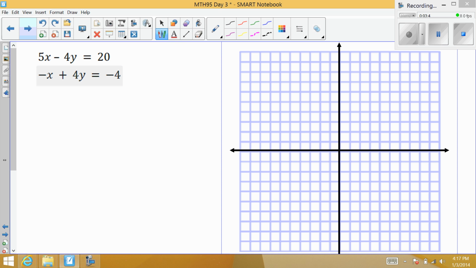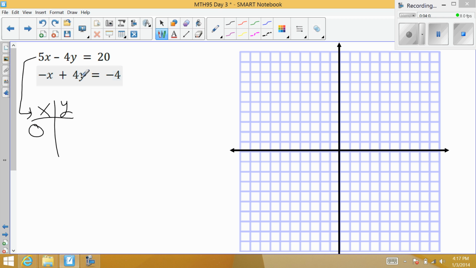Here's another one. This one will take a little more work just because we're not in slope-intercept form. But remember, there's a nice way to graph these when they're in standard form, ax plus by equals c, and that's by finding the intercepts. Taking the first equation here, make a little table of values. First we're going to let x equals 0, and that would leave us with negative 4y equals 20. Dividing by negative 4 gives us y equals negative 5, so there's our y-intercept. Then if we let y equals 0, we're left with 5x equals 20. Dividing by 5 gives us x equals 4, and we've got our x and y intercepts.